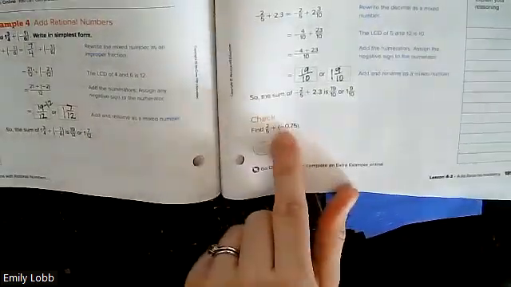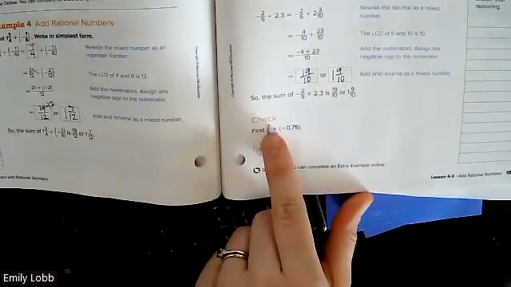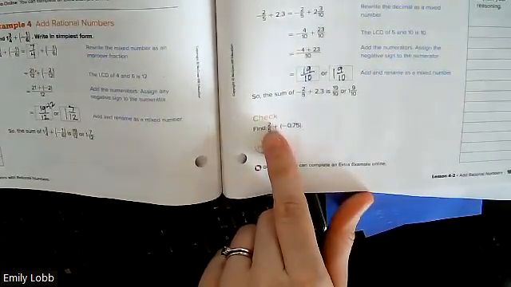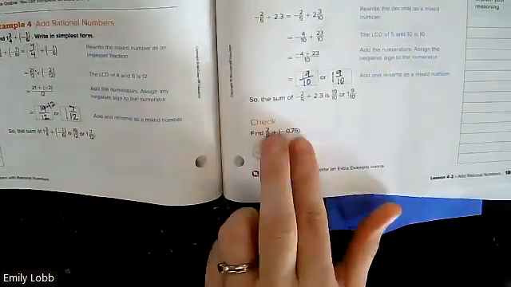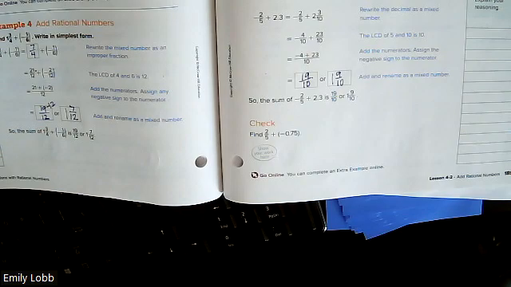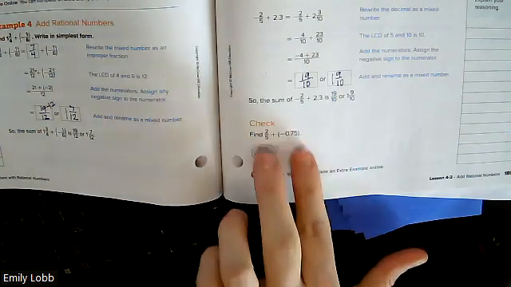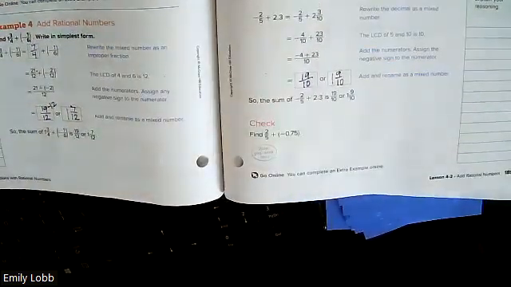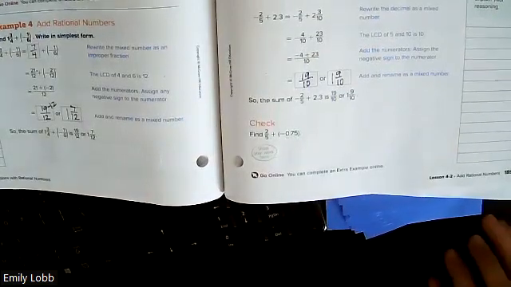So we have a check here. This is a terminating decimal when you change it to decimals, so you can change them both to decimals, or you can change them both to fractions and find common denominators and add or subtract them. In this case, because your signs are different, you're going to find the difference. Okay, so try that check there.